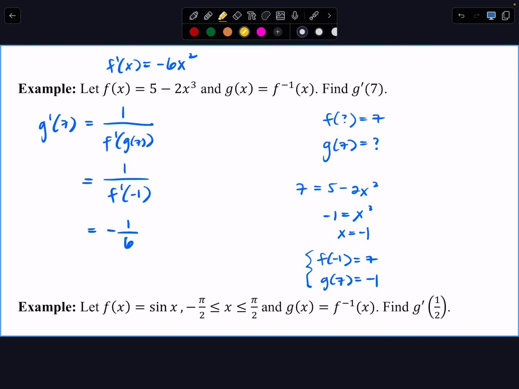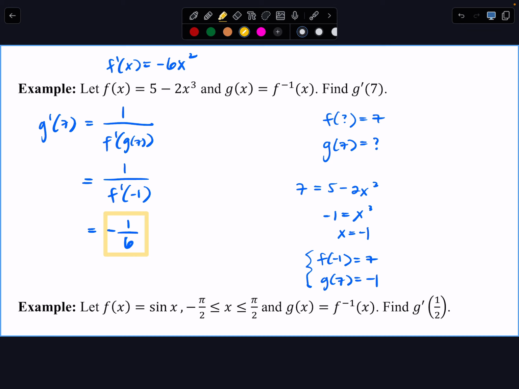So you plug in 7. You plug in 7 for f of x, because of the input and output of the inverse. So x would not equal 7; f of x equals 7. Then you solve for x.